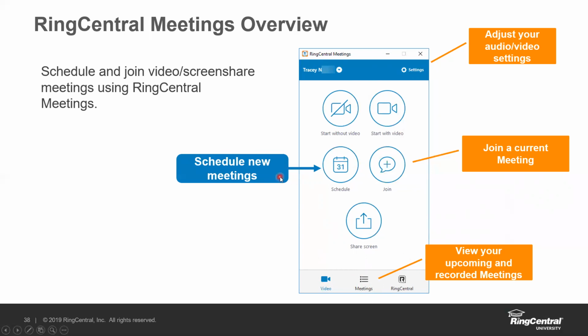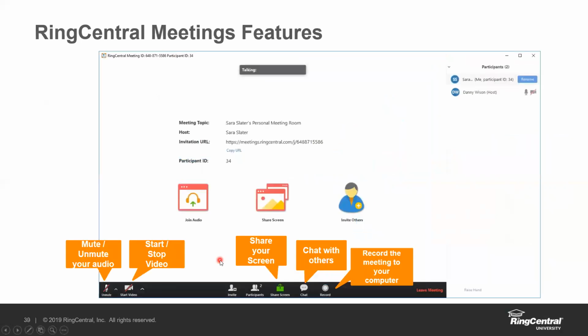As far as scheduling a new meeting, there are a couple of different ways to go about it. You can go directly from this app. If you click on that schedule button, it will pop up a window where you're able to set the subject, date, and time, and then invite your attendees. So we'll take a closer look at that in a moment.